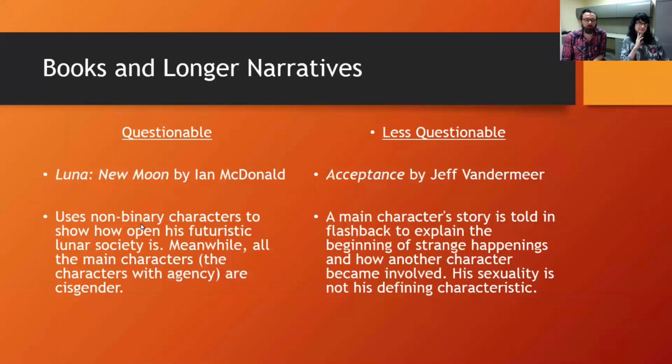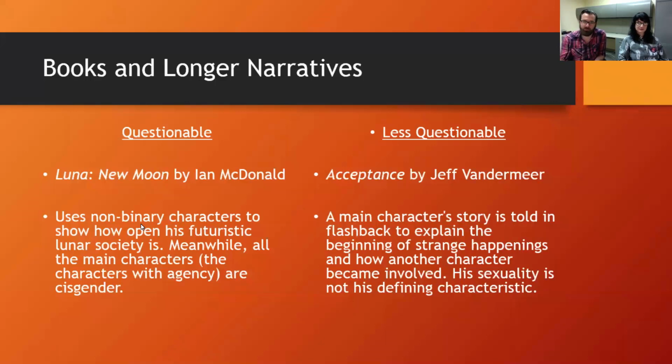That's right. Something I found less questionable, and I always get excited when I see representation where I didn't expect it, is in Acceptance by Jeff VanderMeer, the third book in the Annihilation series. If you have read those, there's a movie, whatever. But the main character's story, or a main character's story, is told in a flashback to kind of give us the beginning of some of these strange happenings and explain how they came about, and explain how another character became involved in this story. His sexuality is revealed relatively early in the book, but it's a non-starter, right?